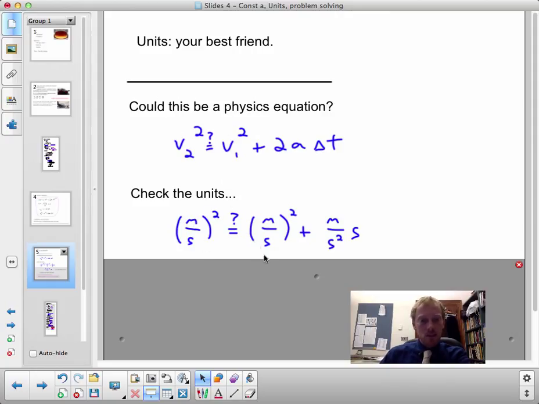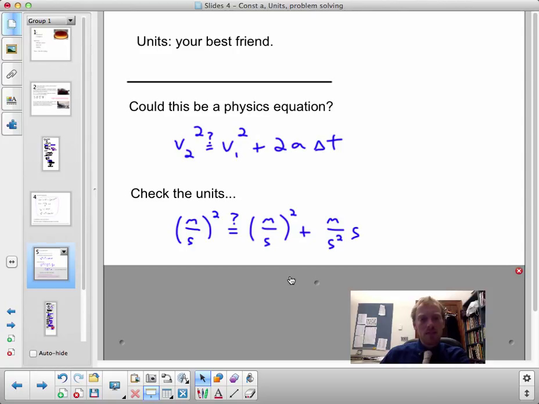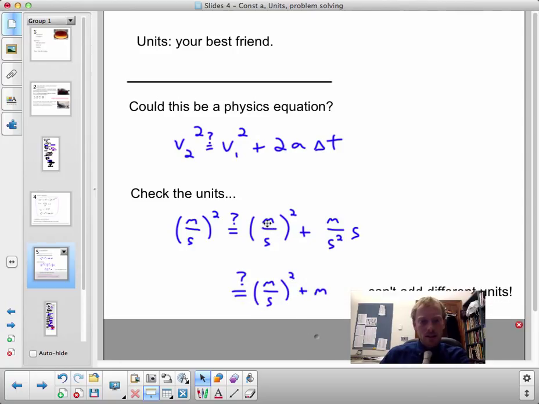v1 squared would have the same units, and then let's see, 2 doesn't have units. a has units of meters per second squared, and delta t has units of seconds. And so let's see, could the units of this work? On the right-hand side, meters squared per second squared plus meters. You can't add meters squared per second squared plus some number of meters, just like I can't add 3 hippopotamuses plus 2 oranges. It's like adding apples and oranges and hippopotamuses.